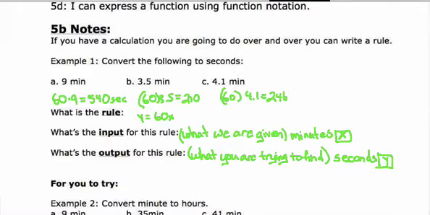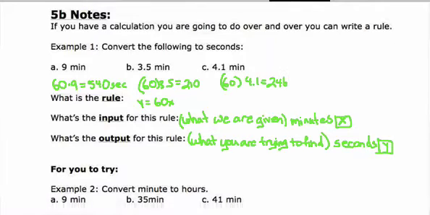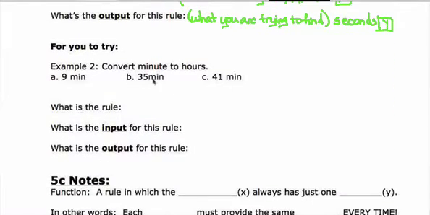Okay, so now here is one for you to try. You're going to convert the minutes to hours. So what do I need to do to this minute to get to hours? Then I want you to write the rule, and then I want you to actually tell me what each one stands for, what the input is, and remember that that is the x, so tell me what the x stands for, and what the output is, that's the y. And we'll go over that.